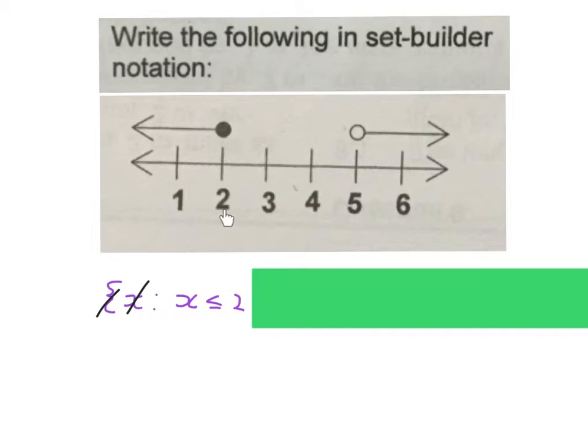The numbers including 2, there's a black dot above the 2, including 2 and left of 2 will be written like this. We write X, you can write any small letter of the alphabet here. I'm going to use X all the time, and this means I'm looking for all the numbers smaller and equal to 2. This is how you write it in setbuilder notation.